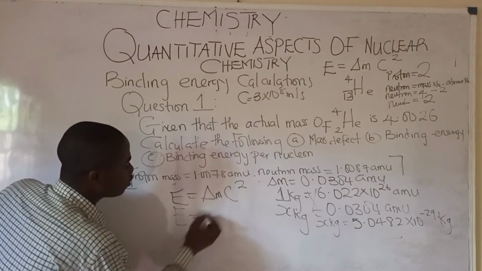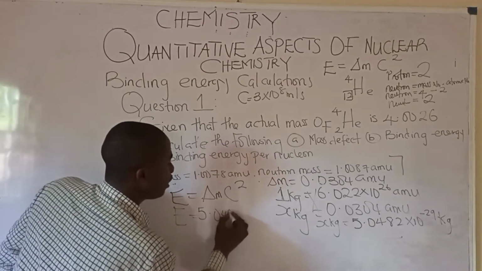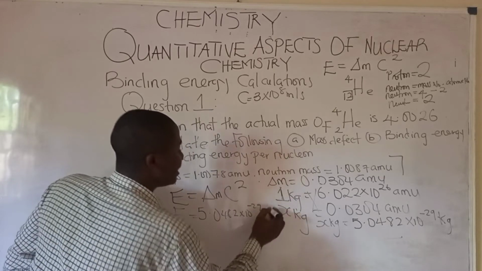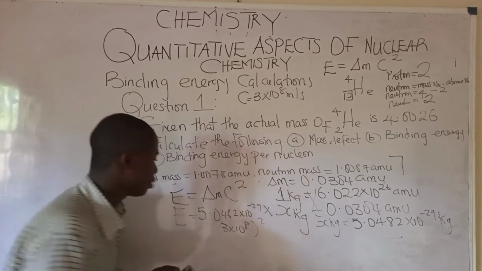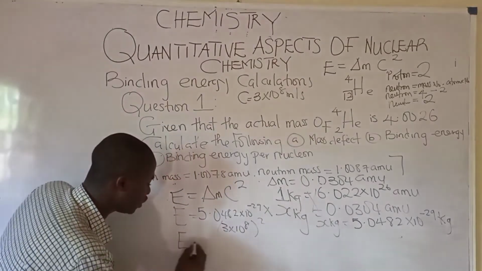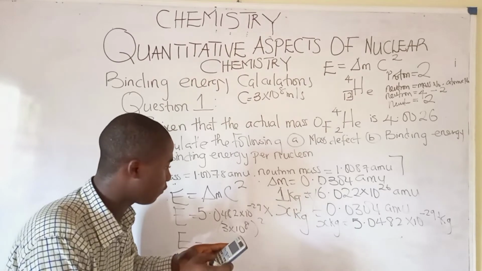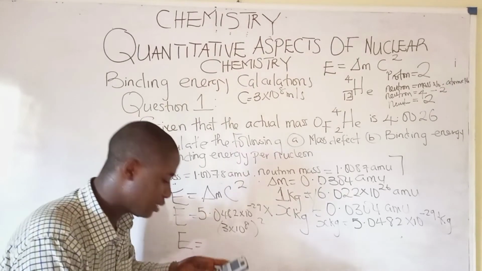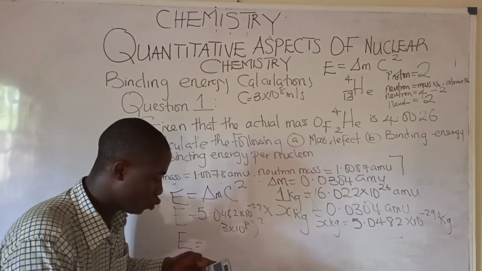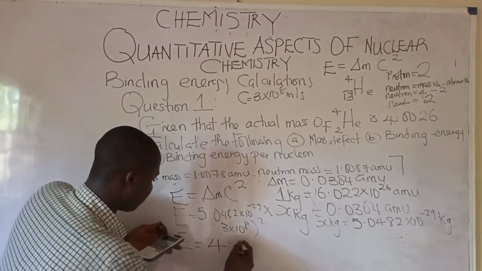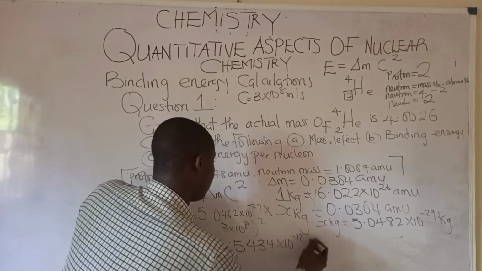So we simply say binding energy will be equal to this value, not this one, so it is 5.0482 times 10 power minus 29 times the speed of light, which is 3 times 10 power 8, all squared. So let's press this in our calculator and get the binding energy for the helium atom. So it becomes 5.0482 times 10 power minus 29 times, in bracket, 3 times 10 power 8, close the bracket, raised to the power of 2. So our binding energy becomes 4.5434 times 10 power minus 12 joules.